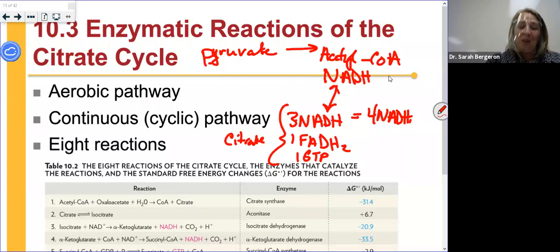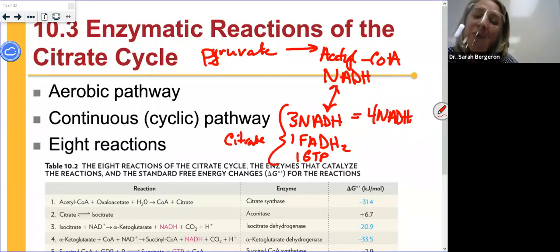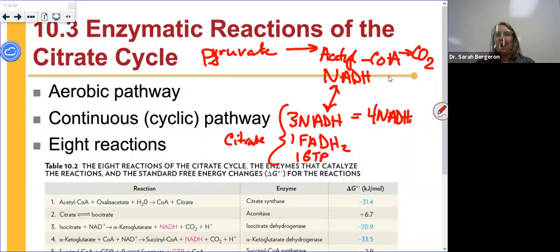Everything that we're going to get in order to convert from pyruvate, we're eventually going to get to just molecules of CO2, right? That's basically what we want to do. We want to chop up this carbon-containing compound. We're going to have CO2 as our waste product, and then we're going to have these energy-carrying molecules that are going to go on and produce ATPs.